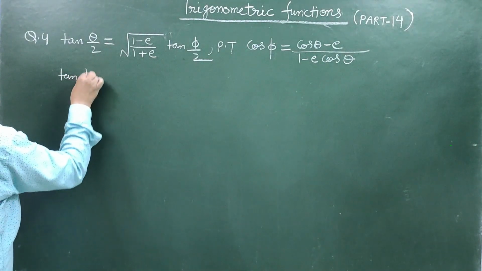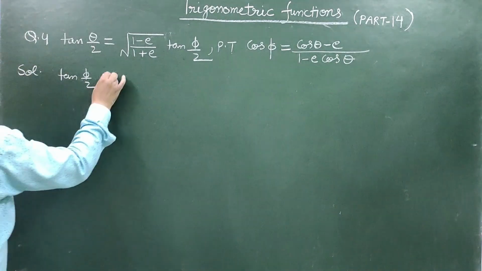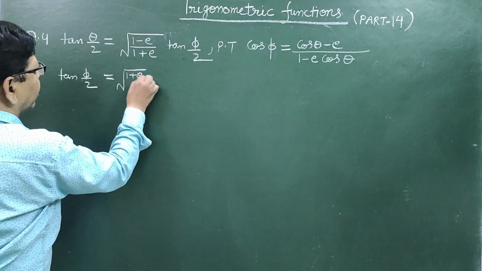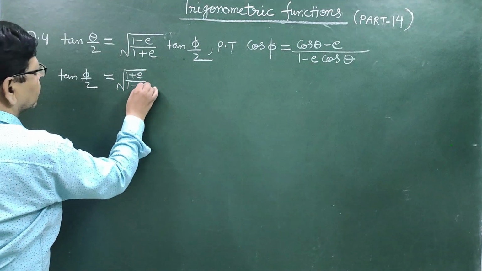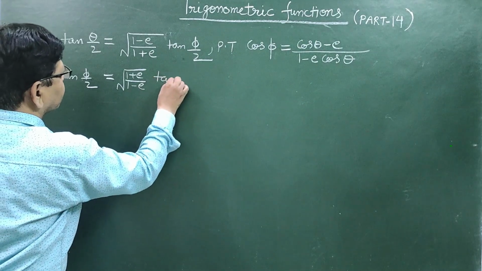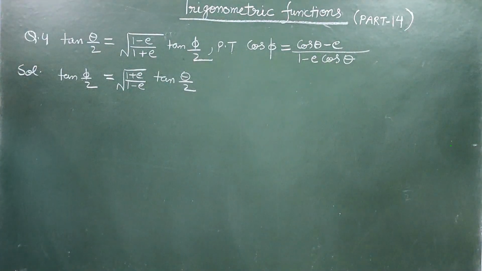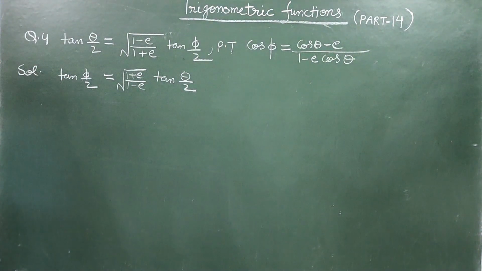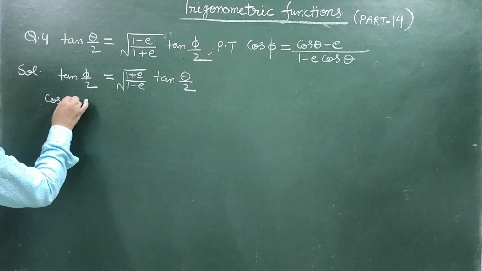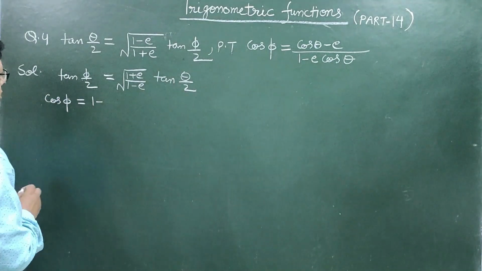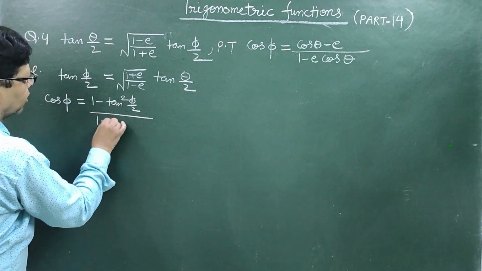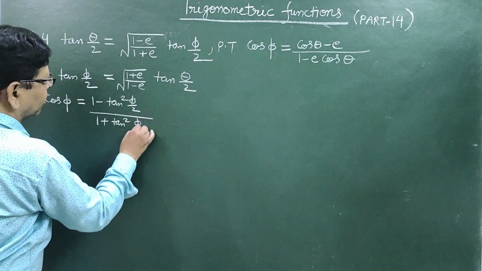Tan phi upon 2 is equal to, this will be multiplied here, root 1 plus e, and this will go in the denominator 1 minus e, and tan theta upon 2. So we have got the value of tan phi upon 2 in terms of e and tan theta upon 2. Now you know the identity that cos phi is equal to 1 minus tan square phi upon 2 upon 1 plus tan square phi upon 2.